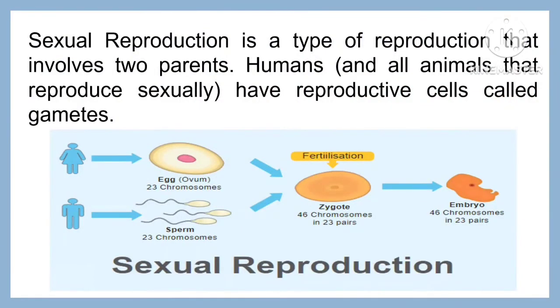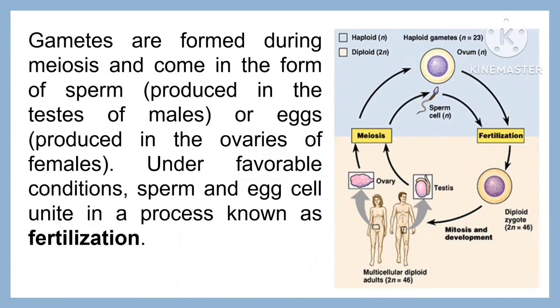Sexual reproduction is a type of reproduction that involves two parents. Humans and all animals that reproduce sexually have reproductive cells called gametes. Gametes are formed during meiosis and come in the form of sperm produced in the testes of males or eggs produced in the ovaries of females.